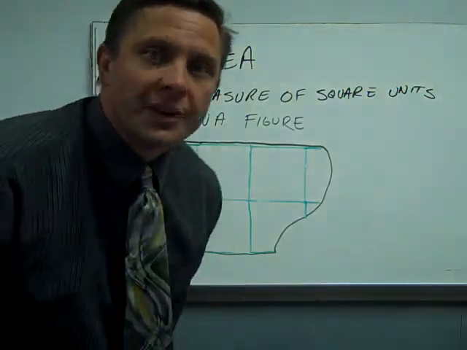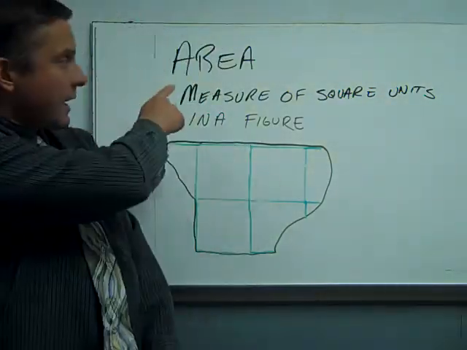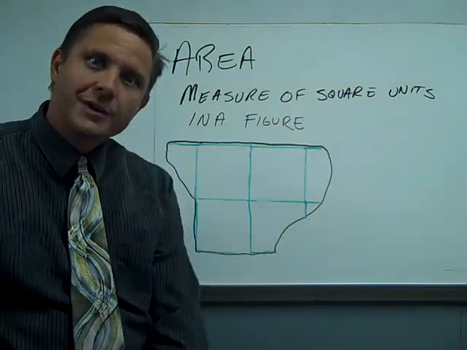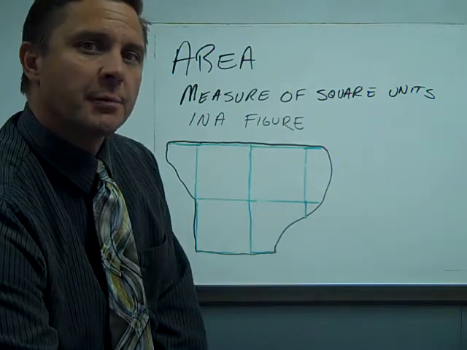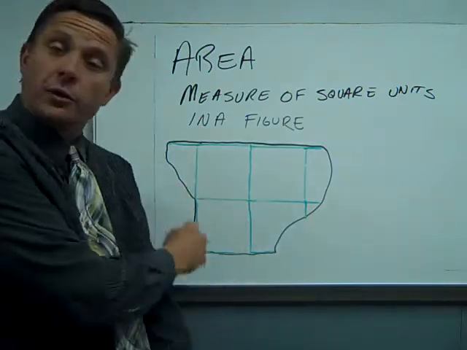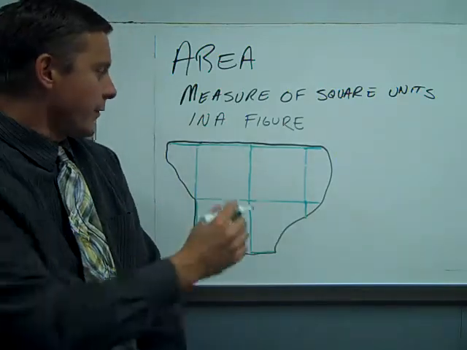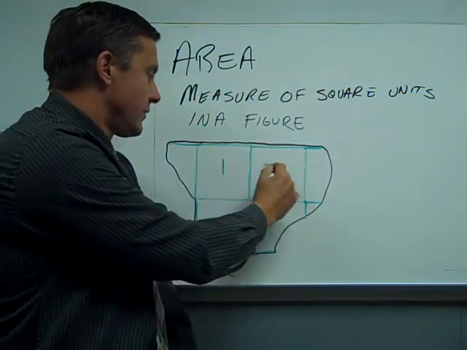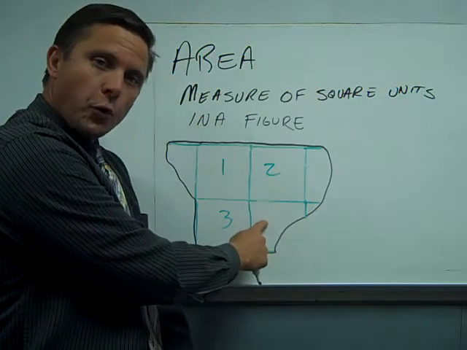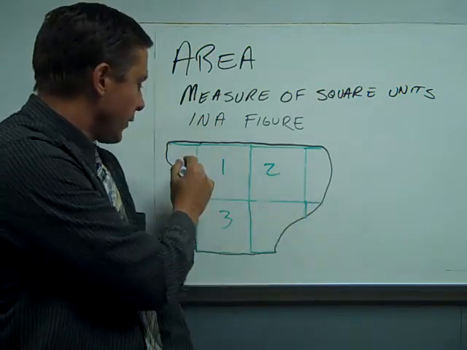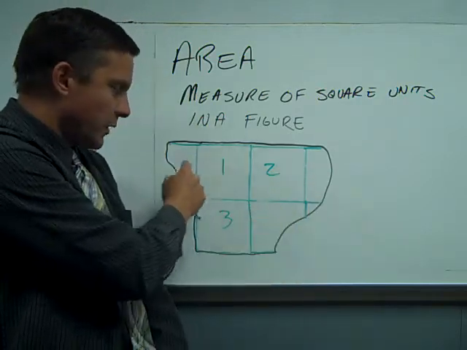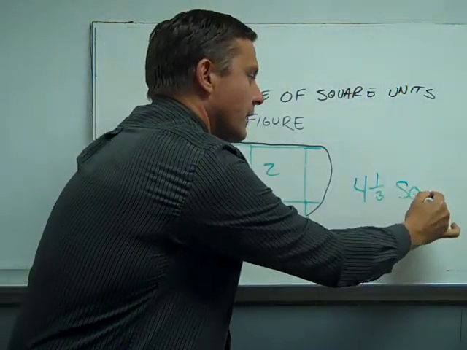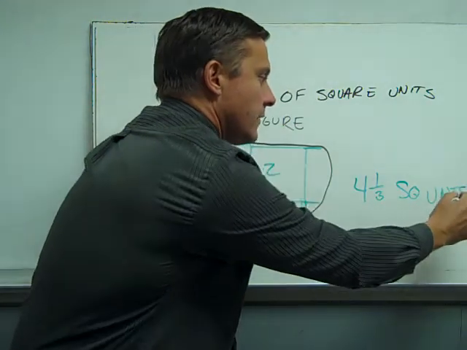Alright, so today let's talk about area. Area is the measurement of the number of square units inside a figure. If you look at the board here, I've created some sort of non-polygon figure, but I've also put in squares of some unit. If I count them, I have 1, 2, 3, most of 4, so maybe these two we'd call 4, and here's a little bit of one, maybe 4 1/3 square units.